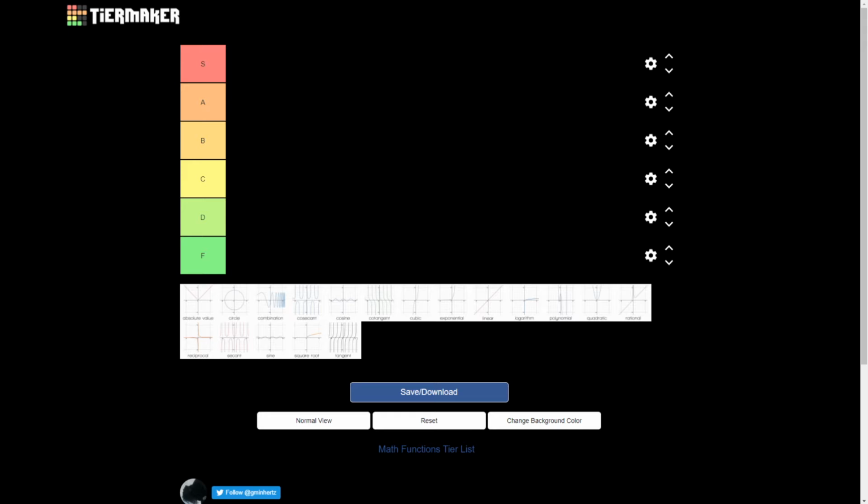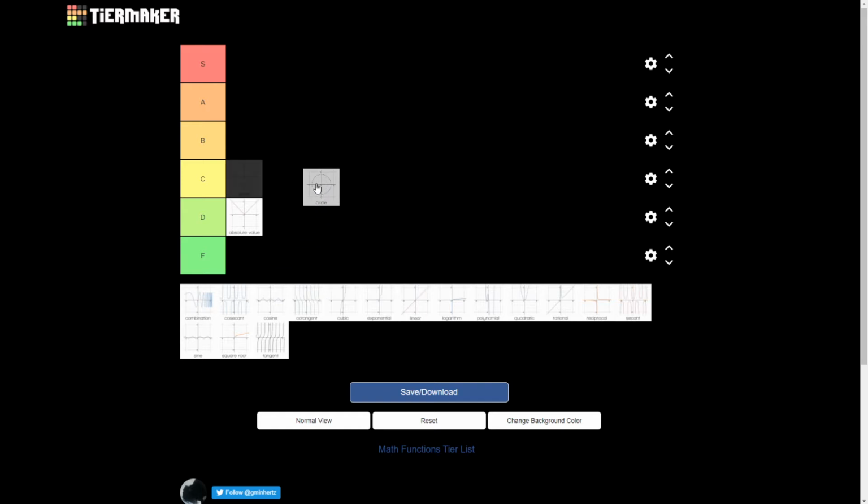Hey guys, it's been a minute, but we're here on Tier Maker with the mathematical functions tier list, and let's just start off with the first one. We got absolute value. Absolute value is pretty boring because it's just reflected across the y-axis. Usually it's reflected across y equals 0, but you can change that, of course. It's honestly probably D tier.